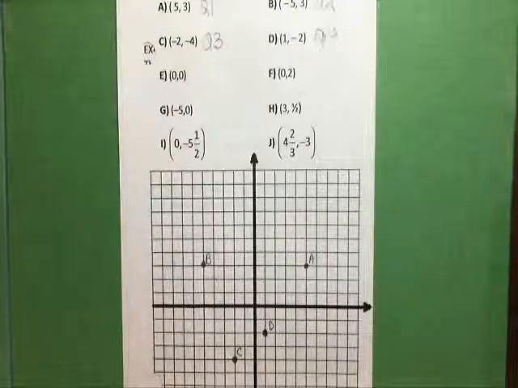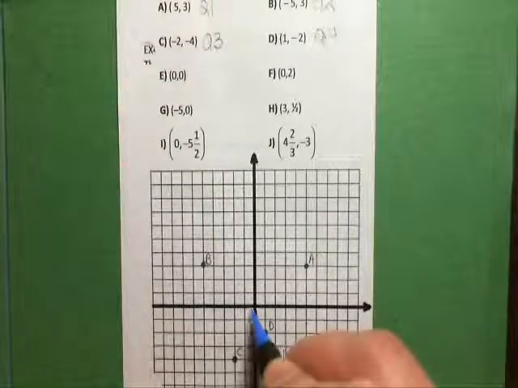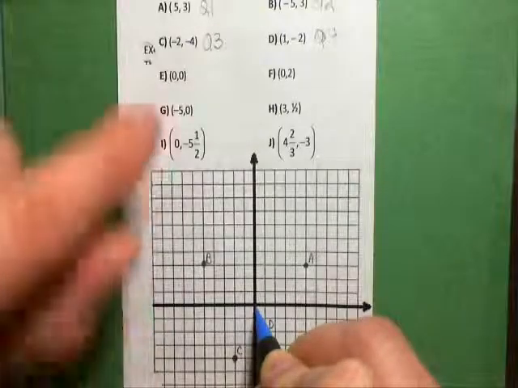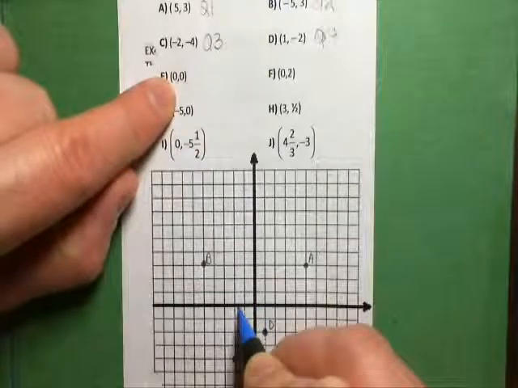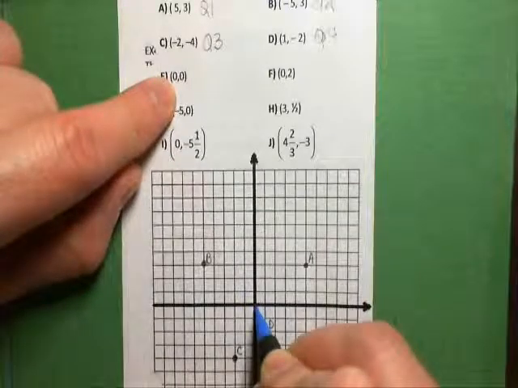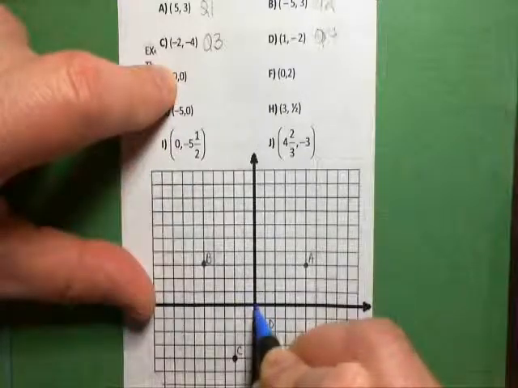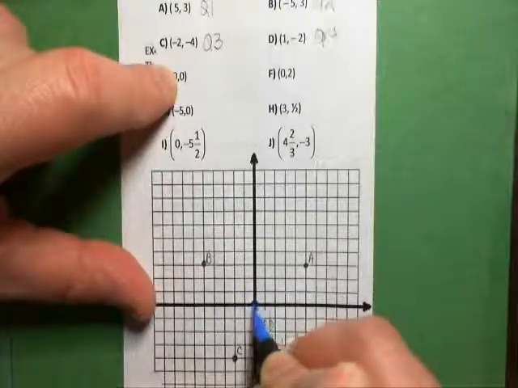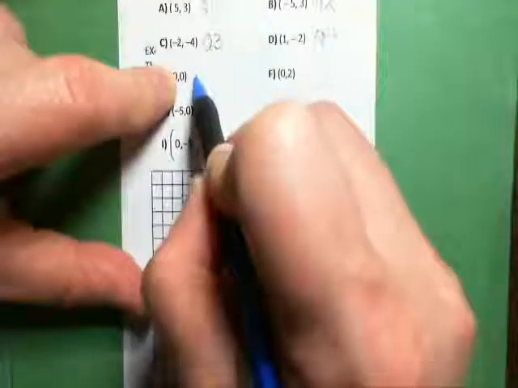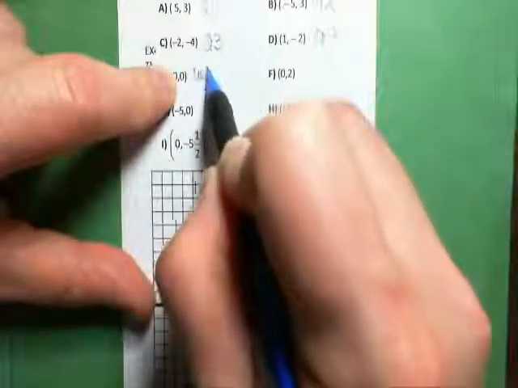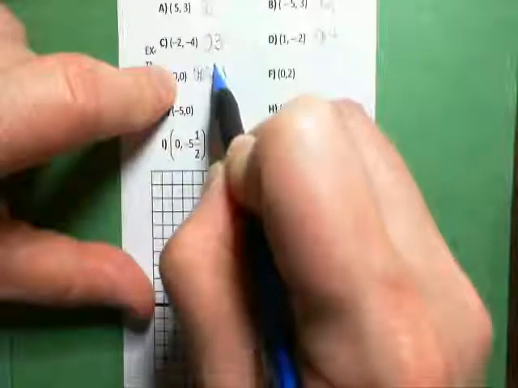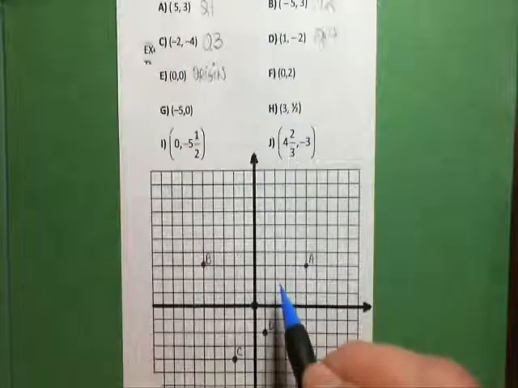Alright. Now let's go on to the next one. The next point is 0, 0. The first coordinate is 0, so I don't go to the left nor to the right. I just stay there. The second coordinate is also 0, so I don't go up nor down. I just stay there. So my point is right there at the origin, and I'm going to write origin.